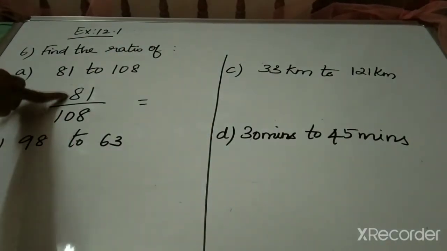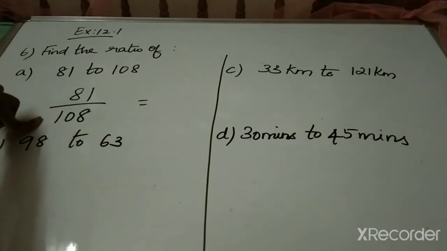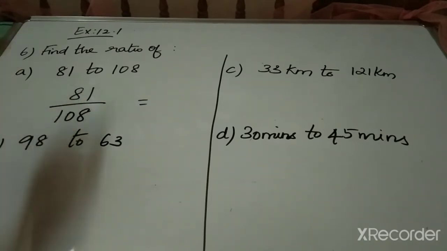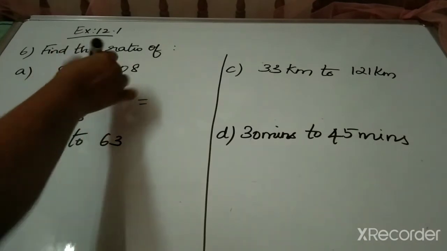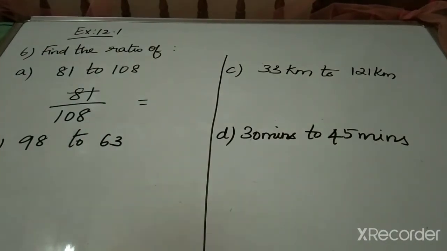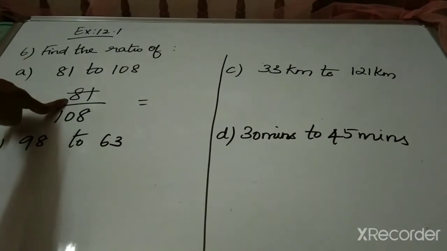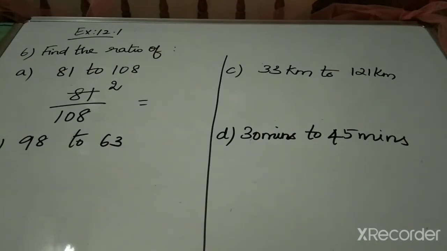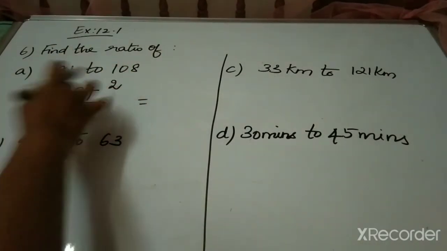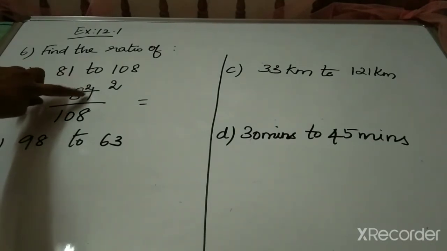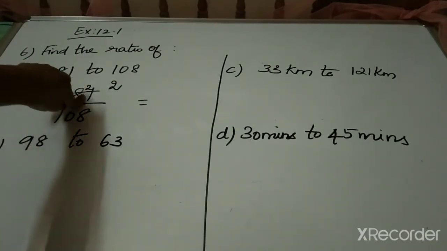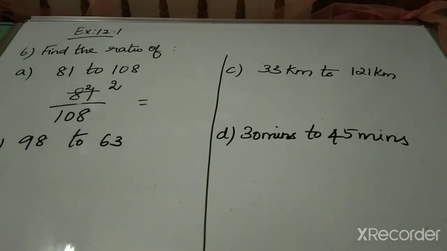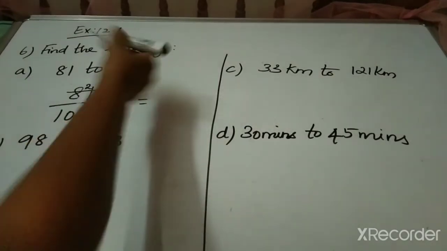Which table can I take? Which table are 81 and 108 divisible by? 3 table? Yes. So now I am taking 3 table. Cut 81. In 3 table you don't have 8, but you have 6. 3 2s are 6, and the remainder is 2. That 2 will be carried over here. Now you have a 2 here and a 1 here, so this number is 21. 3 into what is 21? 3 into 7 is 21. So 3 7s are 21.